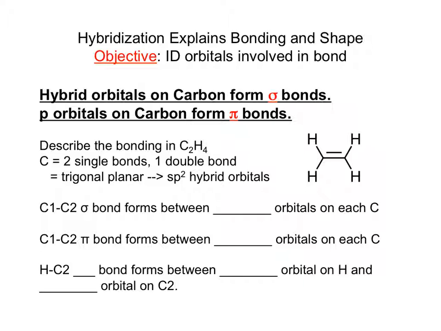Let's take a look at the bonding in ethylene, C2H4. The structure tells us that on each carbon there's two carbon-hydrogen single bonds and one carbon-carbon double bond. VSEPR theory tells us that each carbon has a trigonal planar shape. The trigonal planar shape tells us that there's sp2 hybrid orbitals on each carbon. So stop the video and fill in the blanks in these questions. So here are the answers. Sigma bonds form between hybrid orbitals, but pi bonds form between p orbitals only.